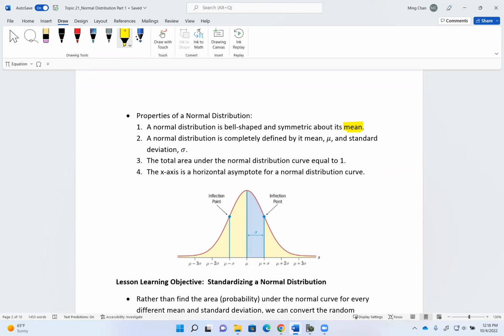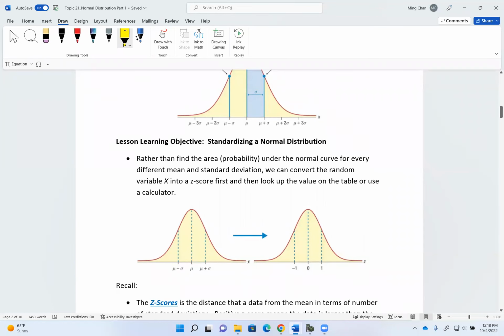The x-axis is the horizontal asymptote for a normal distribution curve. So this end keeps going to the right, this end keeps going to the left, and your curve will never touch the x-axis. Therefore it's continuous and keeps on going.